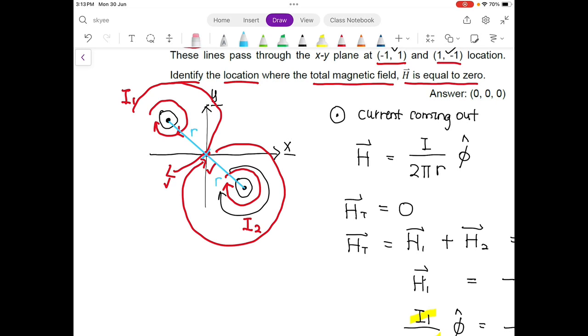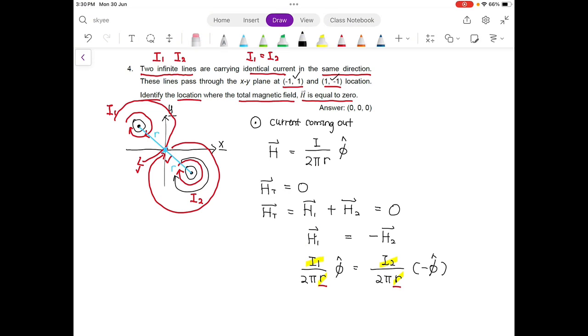At these positions, the magnetic field will be cancelled out. Obviously, the position to make this happen is at the middle, at the origin. So the position P will be 0, 0, 0 if you consider the Z coordinate. Alright, so this is the answer.